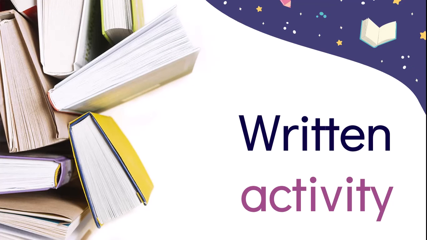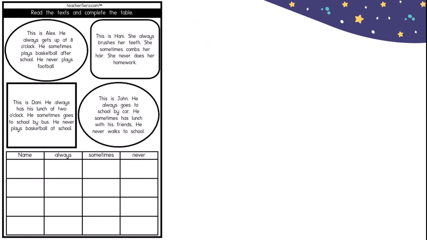Okay, we are going to do a written activity. You open your module and then you find this page. Okay, this is the same text that I read just now. Okay, what you have to do, you have to read the text and complete the table. Okay, let me help you with Alex. Okay, in this table we have name. Okay, we have 4 columns. Number 1 is name, number 2 is always, number 3 is sometimes, and the last one is never.